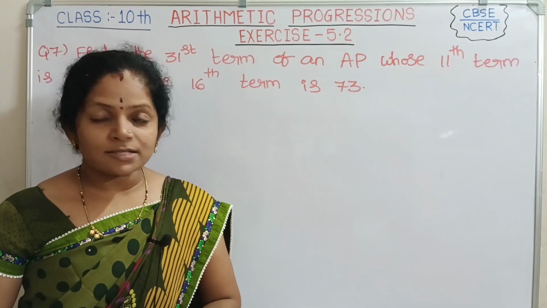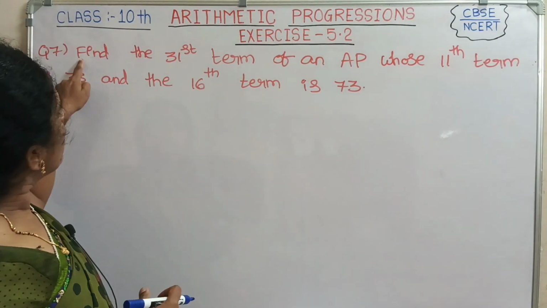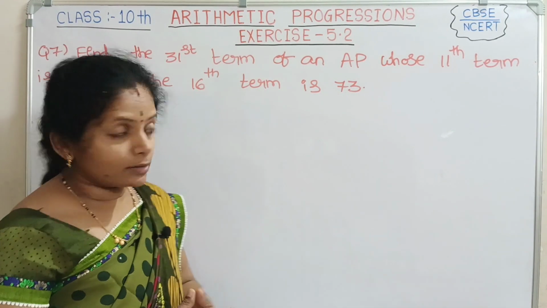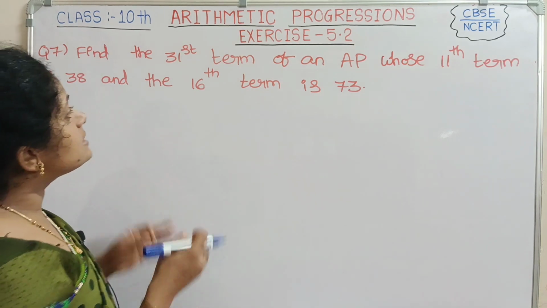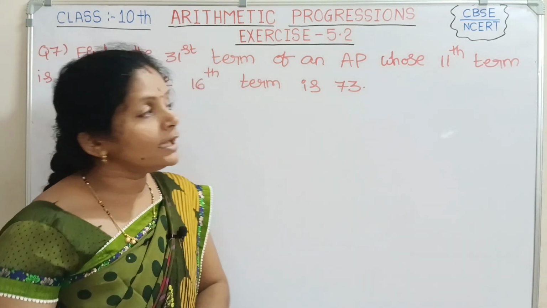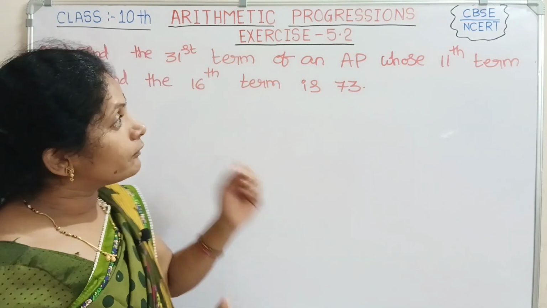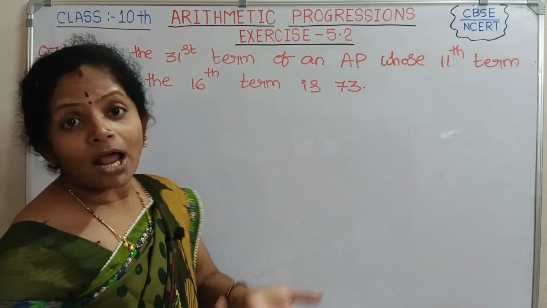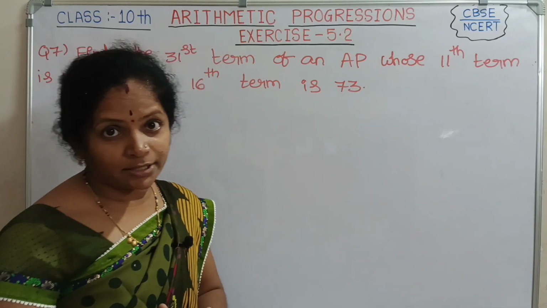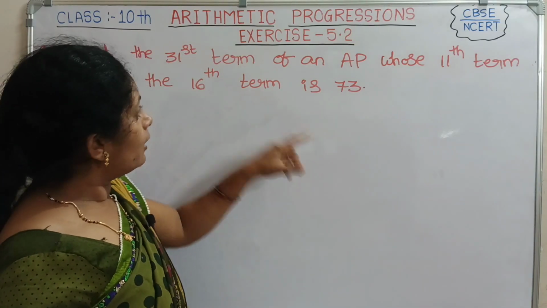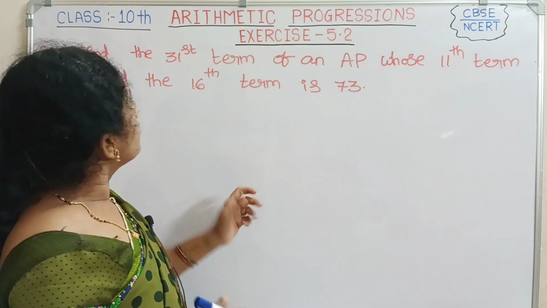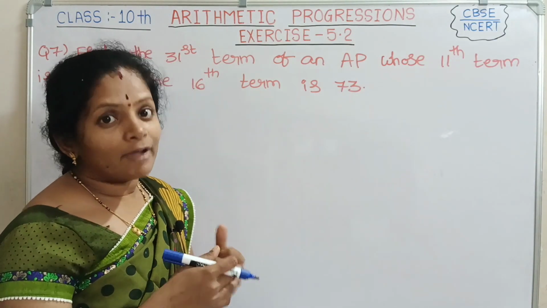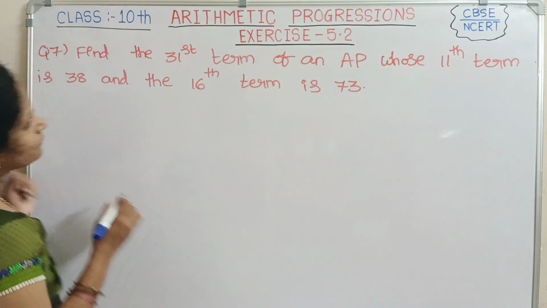Next question, that is question number 7. Find the 31st term of an AP whose 11th term is 38 and 16th term is 73. Here two terms are given. One is the 11th term and the second one is the 16th term, and we are asked what will be the 31st term. We know the formula for the nth term. With the help of these two terms, let us get the value for the 31st term. Let's do it.